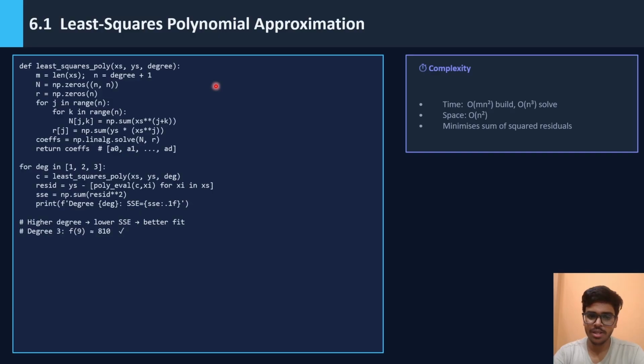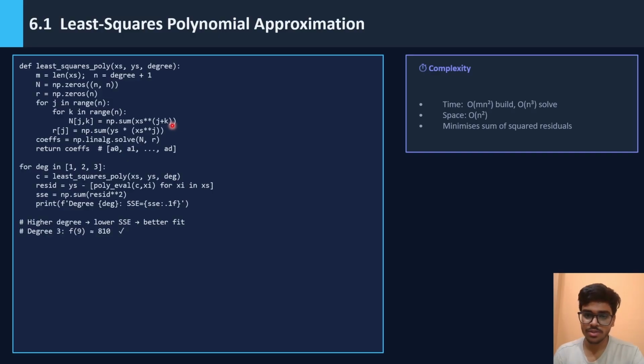Least squares polynomial approximation. In least squares approximation, the goal is to find a polynomial that minimizes the sum of squared errors between actual and predicted values. In the code, first, the normal equation matrix N and vector R are created. Nested loops calculate sums of powers of x values to fill the matrix. NumPy's linear solver is used to compute the polynomial coefficients. After that, the residual and SSE, which is the sum of squared errors, are calculated to measure accuracy.